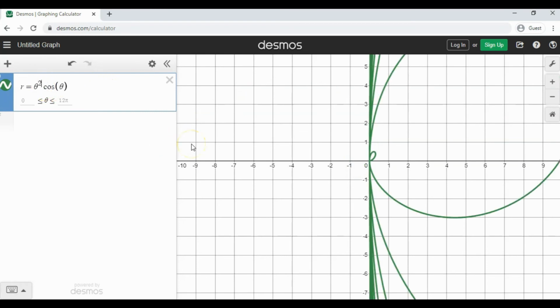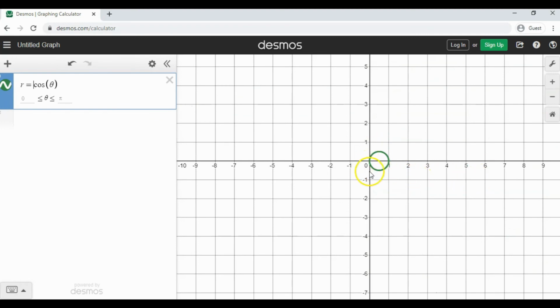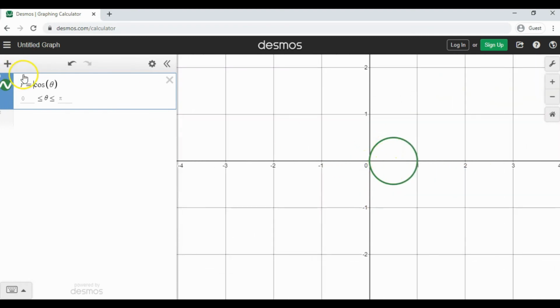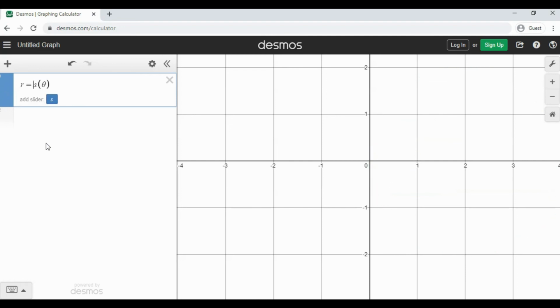All right, well, how about just r is equal to cosine of theta? What does that do? Well, that just creates a circle kind of on the side. How about r is equal to 2 cosine of theta? It gives a circle with a larger radius. Actually, that one had a radius of 1/2. Now it's a radius of 1, and now it's a radius of 2. We can also do sine of theta, which will now put the circle on the top side of the x-axis instead of the right side of the y-axis.